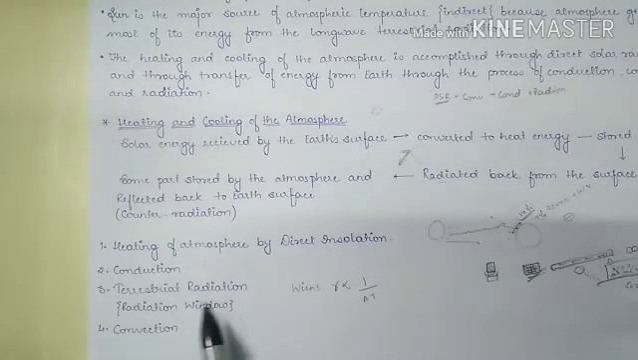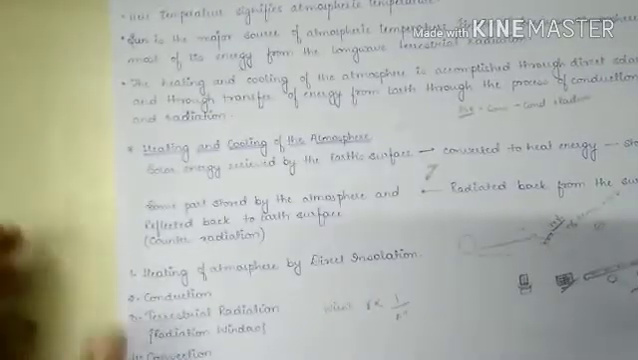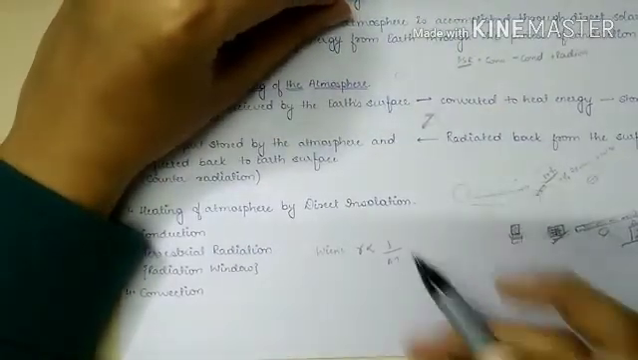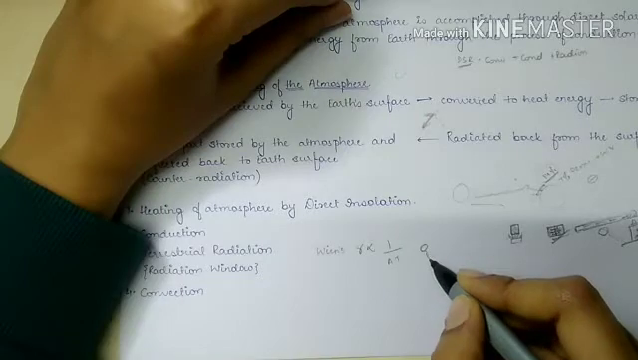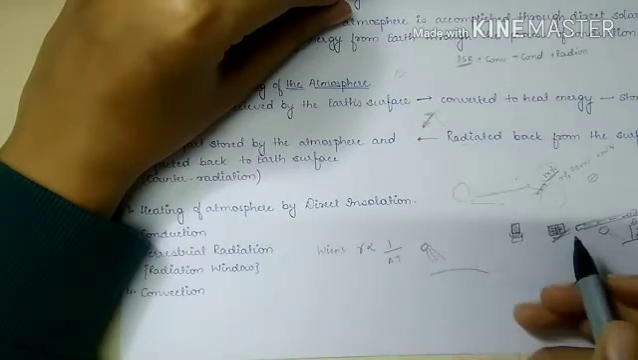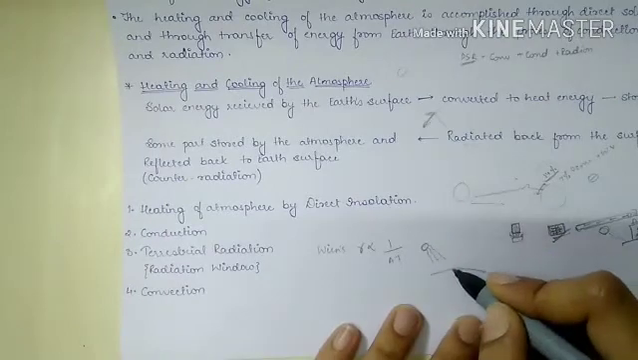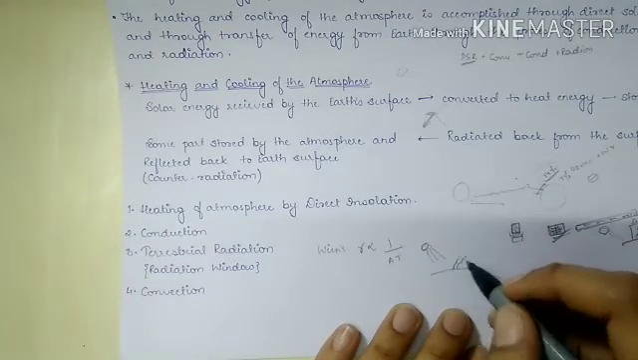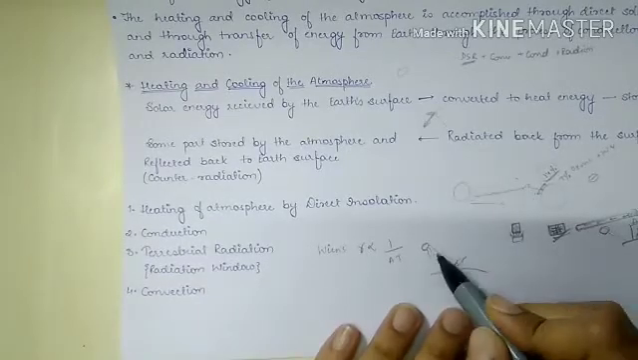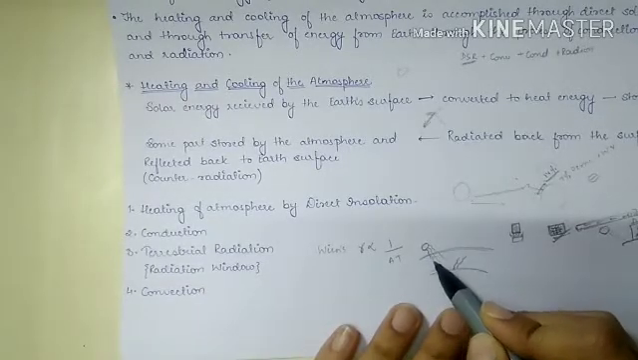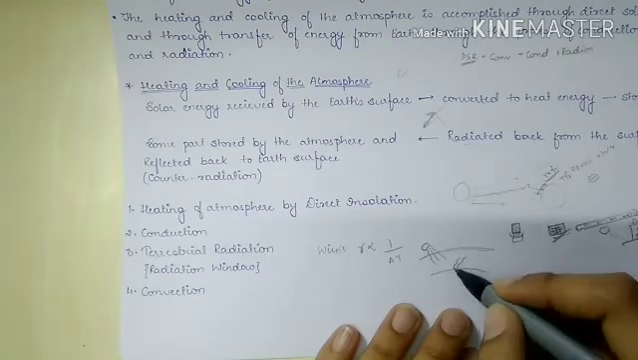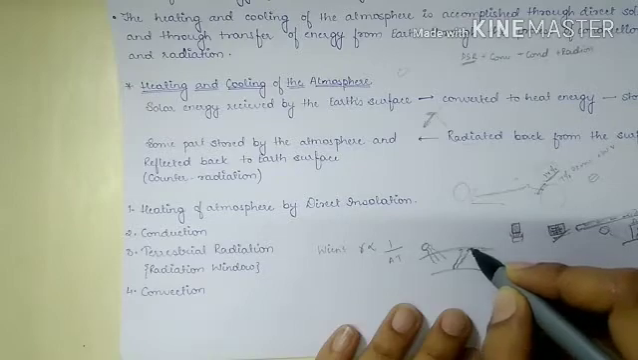Now, how exactly does terrestrial radiation work? So what exactly happens is, see, we have short wave solar radiation coming from the sun. These get absorbed and are emitted back in the form of long wave terrestrial radiation. And as we all know, the atmosphere is almost transparent to short wave radiation, but about 90% of the outgoing terrestrial radiation is absorbed by the atmosphere.